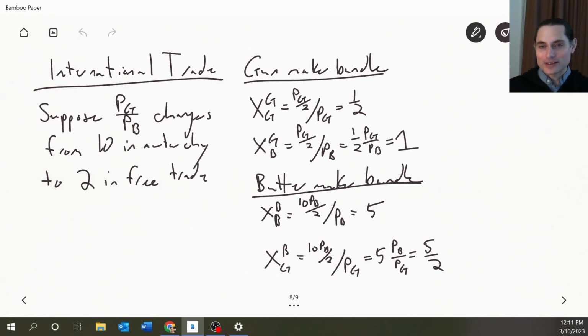What's the difference? Well, the only real difference between the two models is we added a factor, right? So previously we had labor that could produce either good. Now we have labor that is specific to one good. So it's the fact that labor can't move between industries that's causing people to be worse off. If these gun makers could make butter instead, they would also be better off. The problem is that they can't. They're stuck. The only thing they can make is guns.